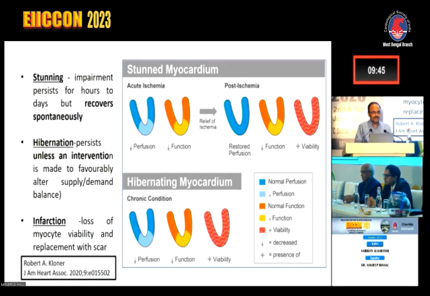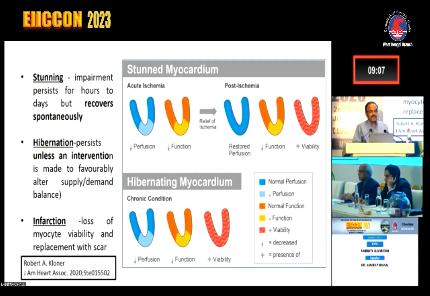The first important thing to understand in this particular area is the difference between a stunned myocardium and a hibernating myocardium. This cartoon shows that whenever there is a decreased perfusion in a particular area, there is also a reduction in function. But when the ischemia is relieved and the perfusion is restored, the function of the myocardium continues to be low, despite the perfusion having been restored.